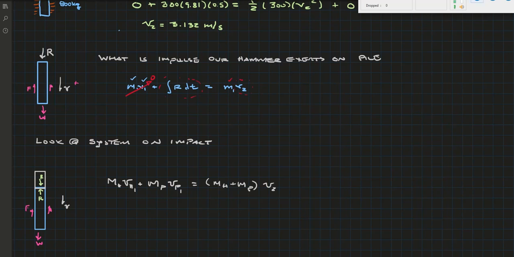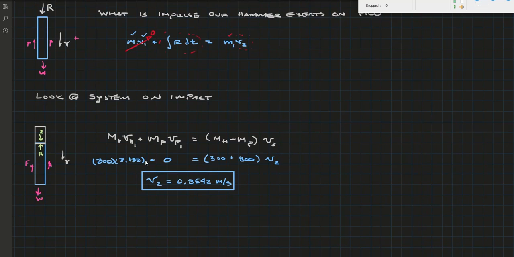Now, plugging in our numbers, we have 300 kilograms times the velocity we calculated above of 3.132. That's the hammer, plus 0. The pile has nothing in terms of velocity, so it's initially at rest. Then we have 300 plus 800 kilograms times our final velocity. So here our final velocity turns out to be 0.8542. That's with both of these objects combined now, so the pile is moving down into the soil.